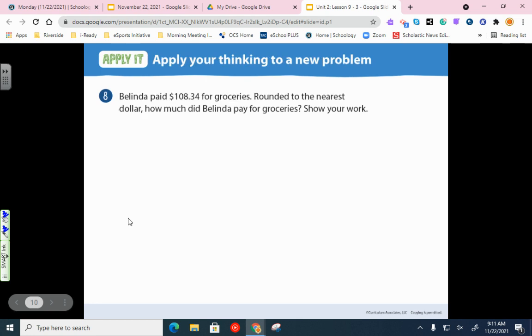And then let's look at number 8. So Belinda paid $108.34 for groceries. Rounded to the nearest dollar, how much did Belinda pay for groceries? So let's put this down here. 108.34. So the nearest dollar is this place value right here. This would be dollars. The next to it would be $10, and the third column will be $100.